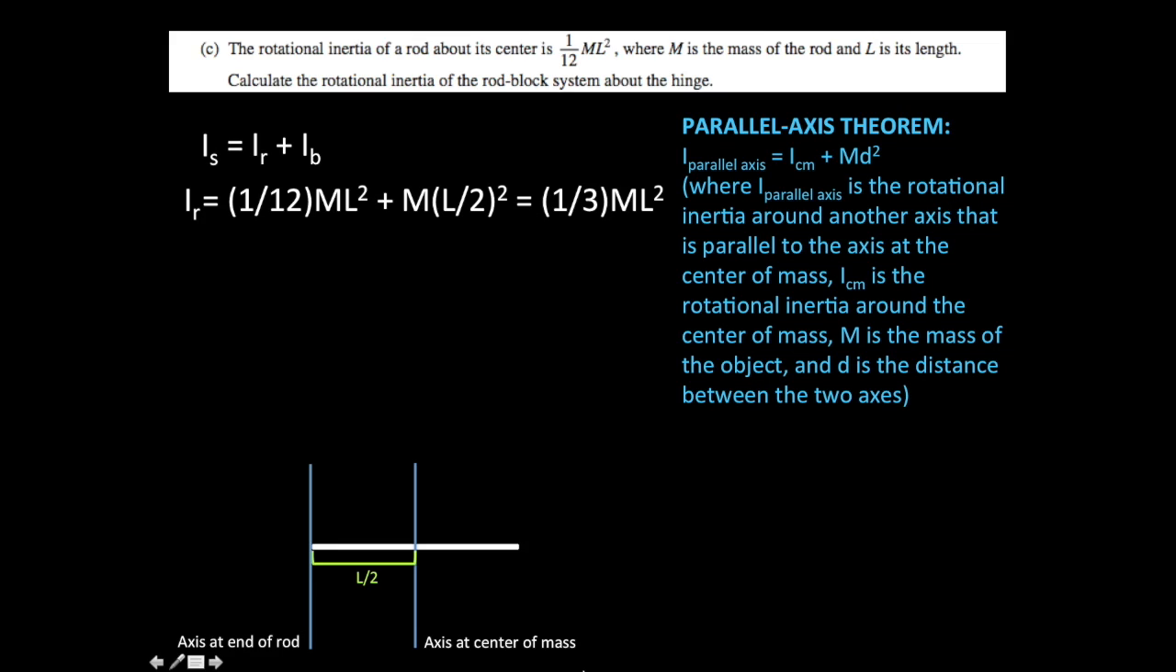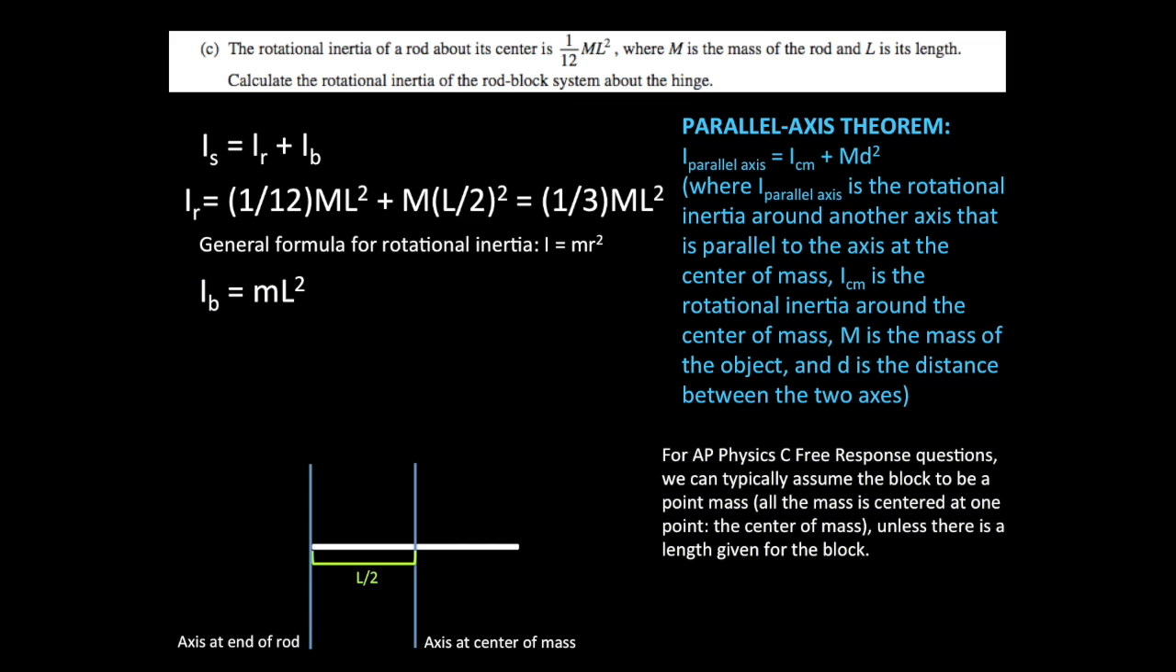Okay, now for the moment of inertia of the block. We can assume the block to be a point mass. So the mass is just small m, not to be confused with the capitalized M for the mass of the rod. The distance from the axis of interest is L. 1 over 3 ml squared plus small m times L squared will be the total moment of inertia. Plug in the numbers to get 0.42 kilograms meters squared.